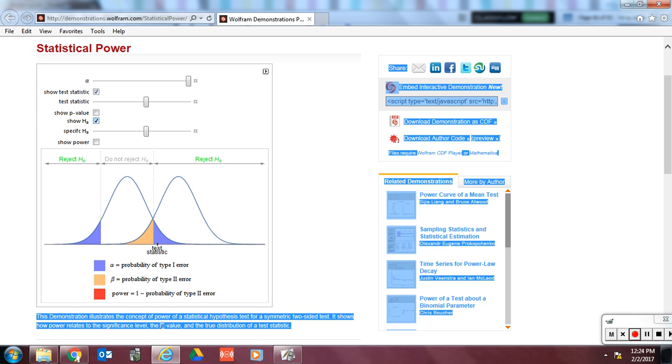Okay? So right now I have a very large alpha. I'm going to make alpha smaller. So what do you think is going to happen to the size of the peach area, the beta? What will happen to beta when I make alpha smaller? Okay, let's see. So alpha's getting smaller.